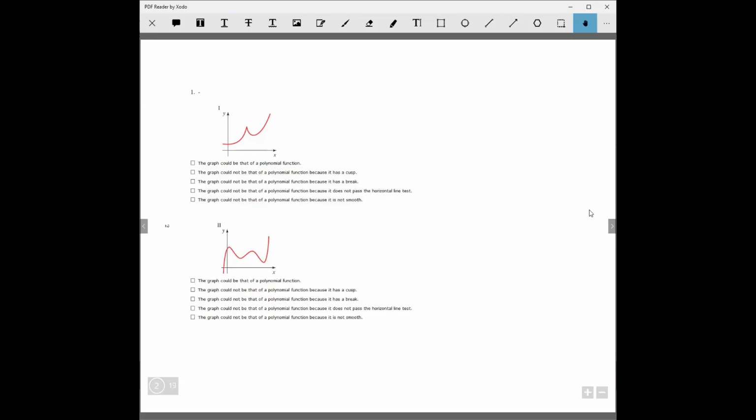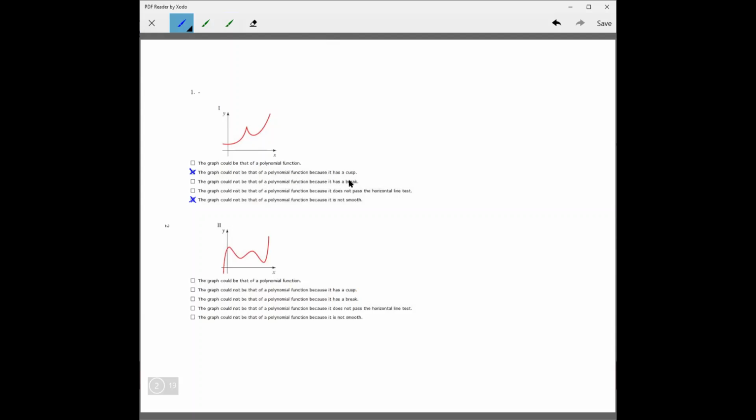Number 1, this one can't be a polynomial because it's got this cusp here. So that doesn't work. And it's not smooth either. So those are reasons why number 1 can't work.